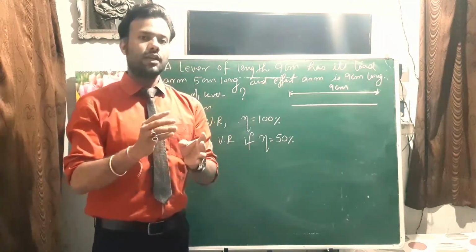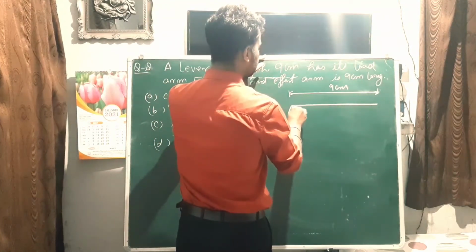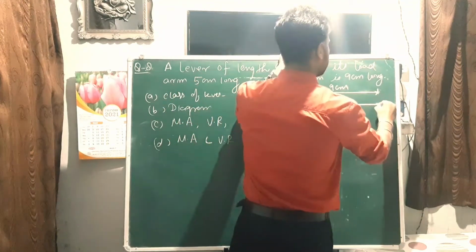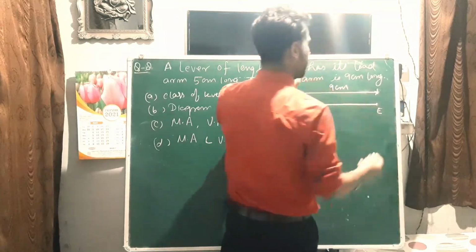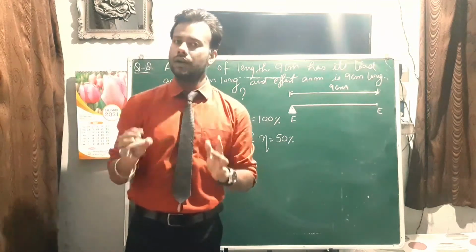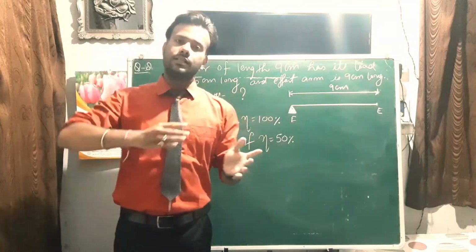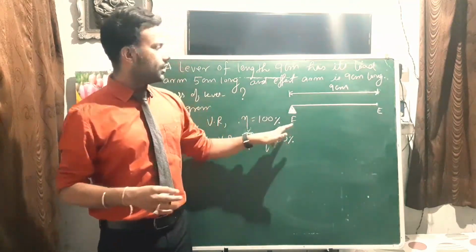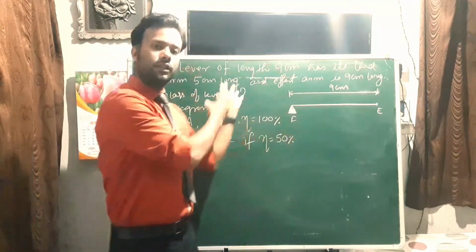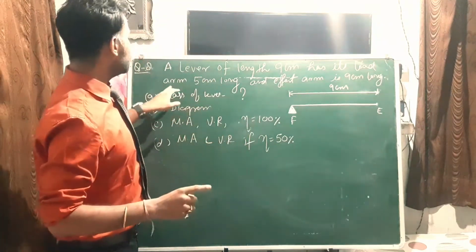In this situation, it can only happen if the fulcrum is here and the effort is here, right? And we know that the distance between the fulcrum and the effort is nothing but the effort arm, and it says the effort arm is 9 centimeter and the total length of the rod itself is 9 centimeter. That means the effort will lie on the other end of the rod and the fulcrum will lie on this end of the rod, and the load is at 5 centimeter.